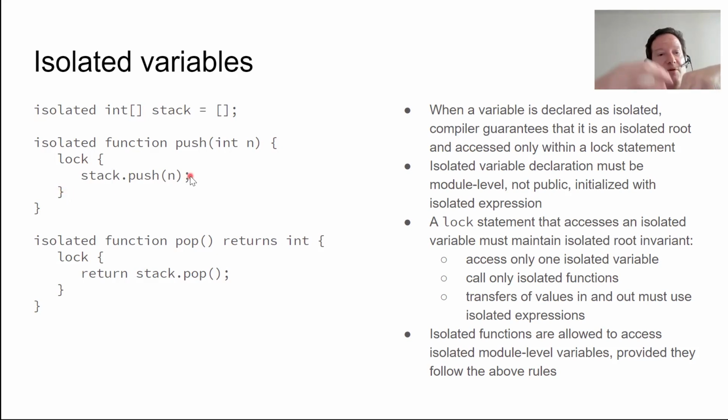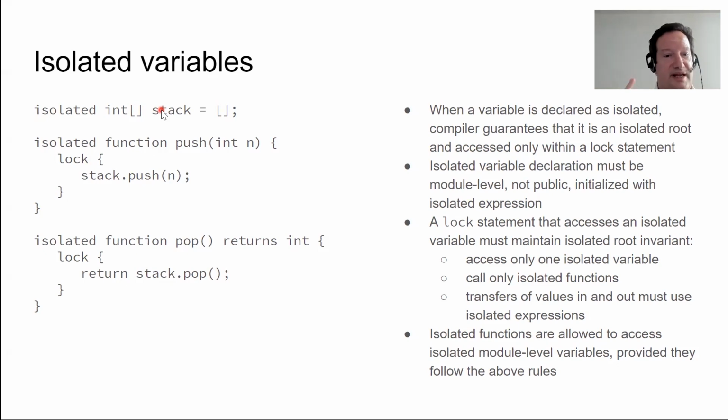And that means within the lock statement, you're restricted in what you can transfer in and transfer out. Basically, you have to transfer in and transfer out any other isolated things. If I transfer in an isolated thing, I can glom it on here. But if I transfer in some other non-isolated state and start stuffing it in, then it's not going to maintain that invariant. So there are some rules you have to follow when you're using a lock statement to access an isolated variable, in order to ensure that the invariant of the isolated variable being an isolated root is maintained.